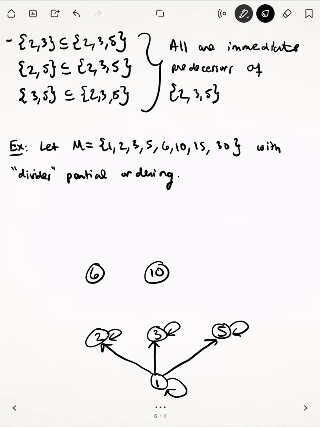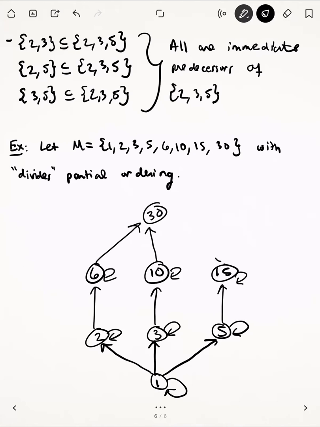And similarly, 15. 2 is not an immediate predecessor for 15. Rather, if you continue the process for 3 now, 3 is also an immediate predecessor for 6, but it's also an immediate predecessor for 15. And 5 is an immediate predecessor for 10 and 15. Okay, so you can then draw the arrows here. And there's these loops, and there's only one element left. And so you just complete the graph.